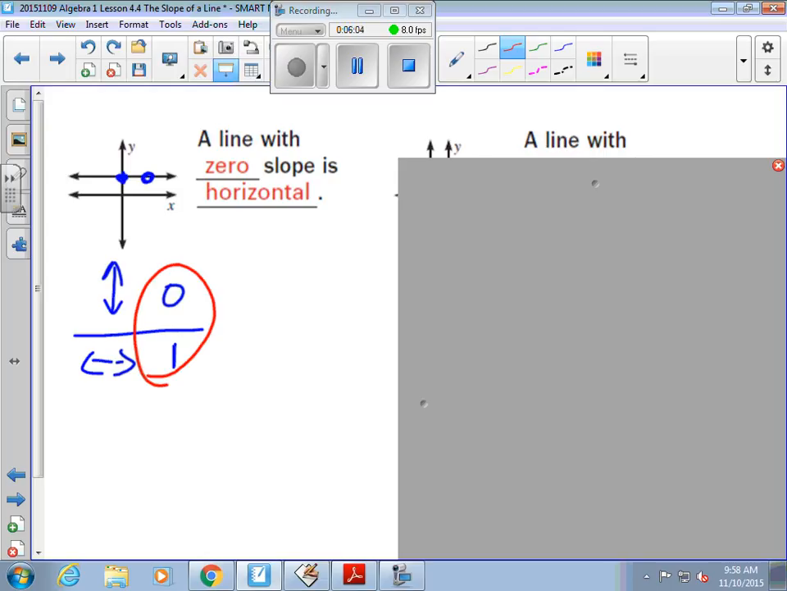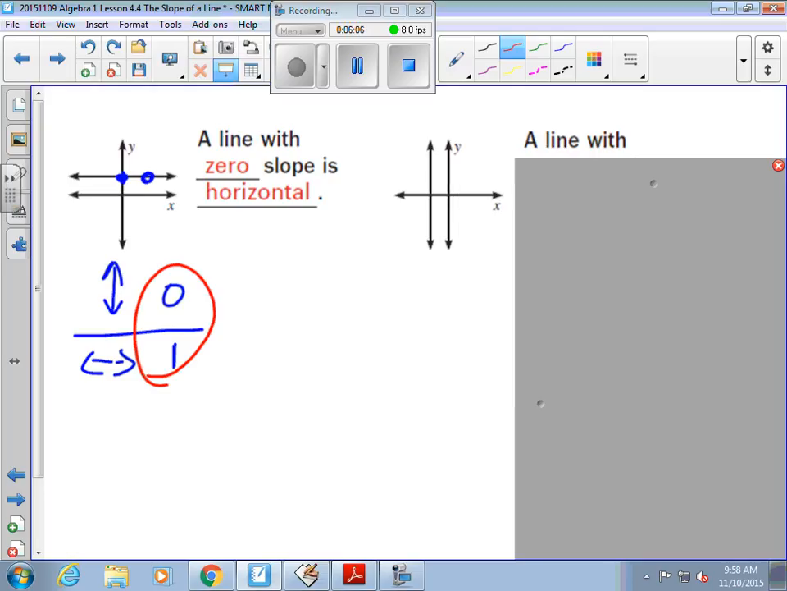If you look at the other one that people get confused with, and you compare this point to this point, it goes up. Let's say it goes up 1 time. How many times does it go left or right? It doesn't. It's 0. What happens when you divide something by 0? No, you cannot do it. That's a math no. 0 divided by something is 0.